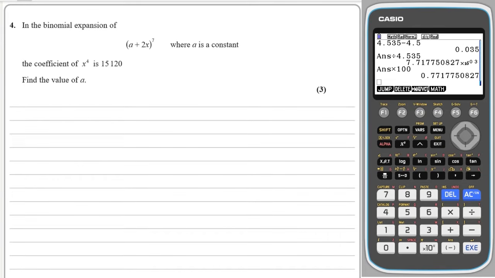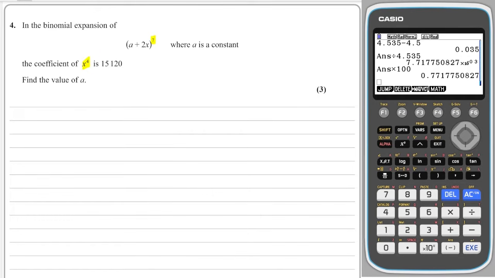Binomial. Don't see these questions very often. This is year 1 binomial. I know it's year 1 because it's just an integer power and it's non-negative. So how exciting. Let's have a look then.